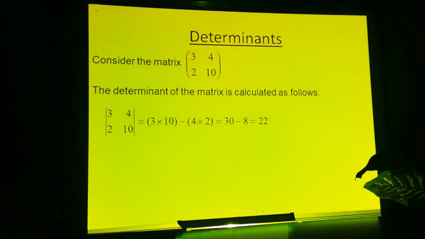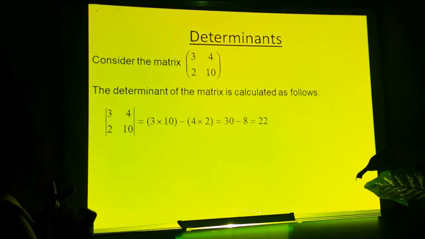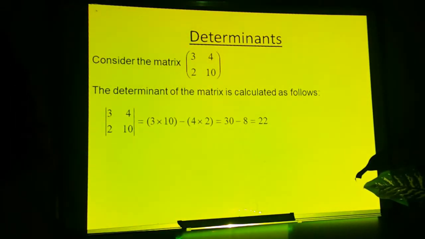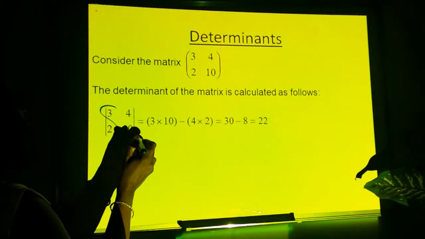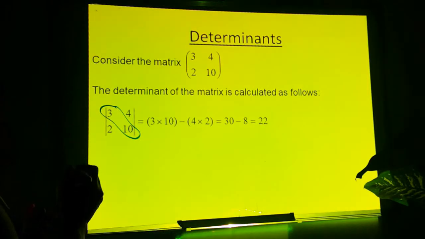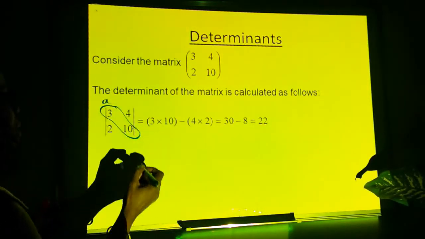Determinants. Now consider the matrix 3, 2, 4, 10. The determinant of the matrix is calculated as follows. We're going to be using these two lines to show that we're about to calculate. And here we go. I'm going to circle 3 and 10. These are called the main diagonal.